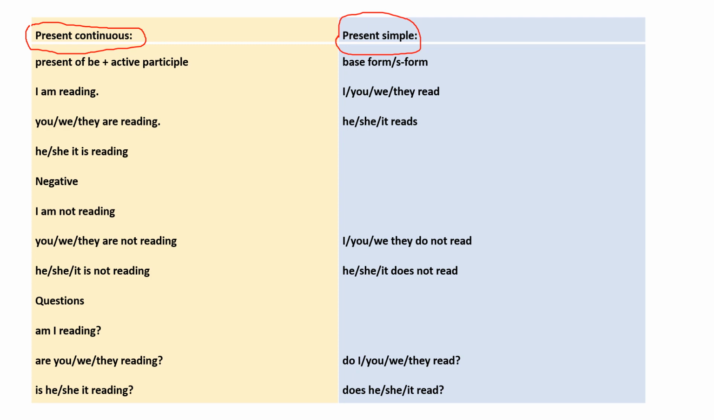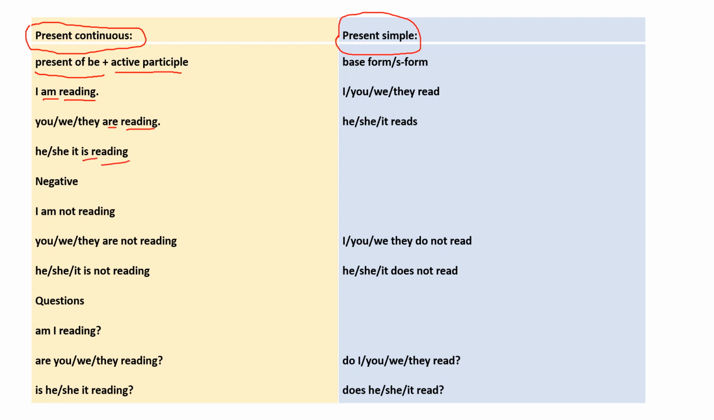When we talk about the formation of the present continuous, we use a present form of verb to be. What does this mean? It means am or is or are plus an active participle. The active participle is the verb plus ing. Here, these are some examples. I am, this is the present form of verb to be. Reading, this is an active participle. The same thing. We are reading. He or she, it is reading.